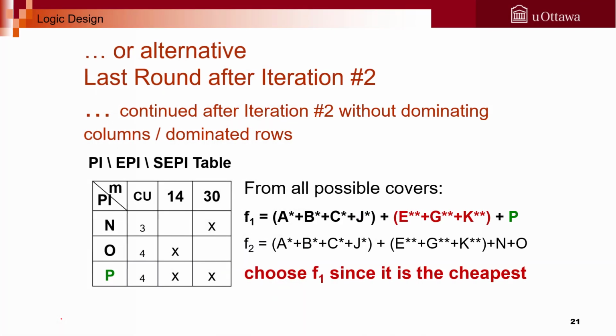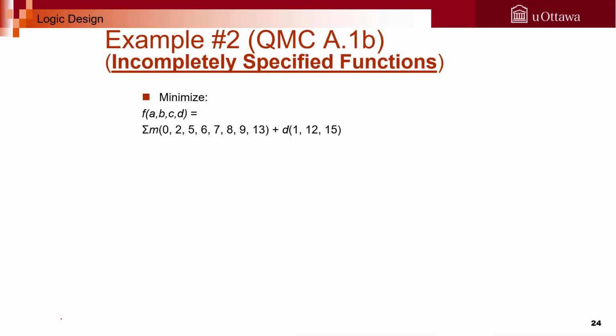As homework for you, instead of minimizing a function with a big number of implicants, I want you to minimize this function, knowing that it has a don't care. The don't care terms are treated like required minterms when finding the prime implicants. So in this, we will use the don't care, or D, and treat it as required minterms to find the prime implicants.